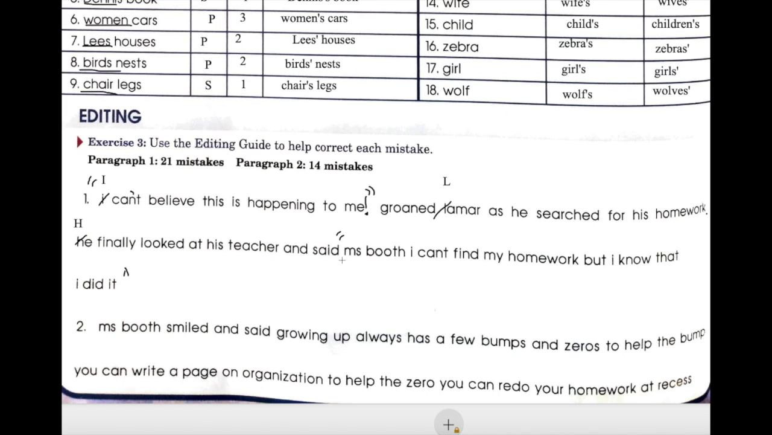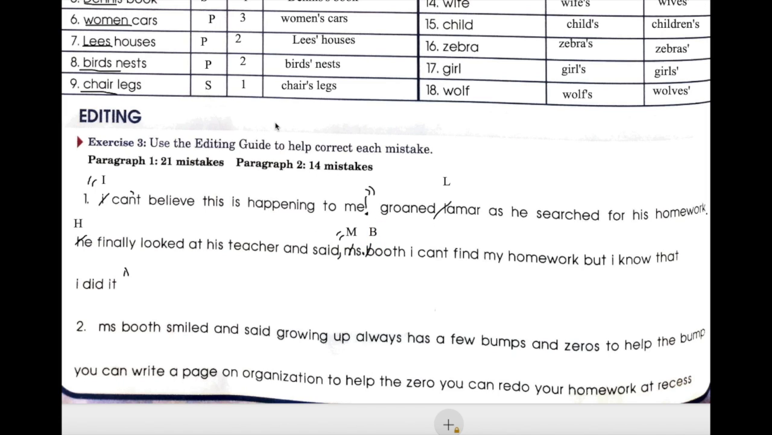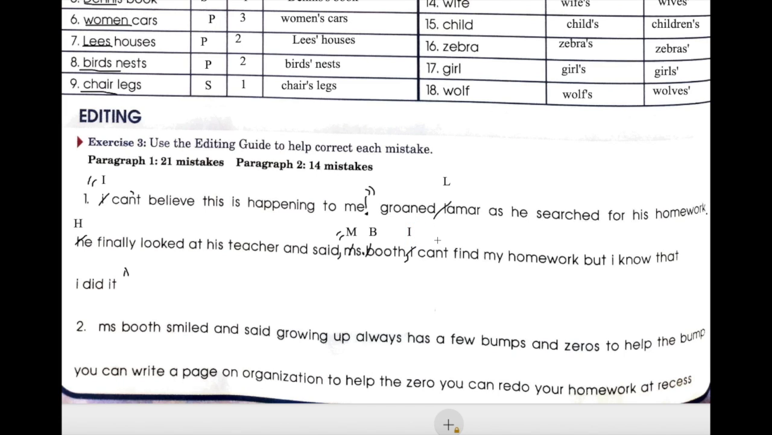He finally looked at his teacher and said, comma. So we have explanatory words at the beginning. Miss Booth, capitalize Miss Booth. Put a period between Miss Booth because it's a title. He's directly addressing Miss Booth. Whenever you see that, you have to put a comma after whoever is being directly addressed, whatever name is being directly addressed. I, capitalize I. Can't, put an apostrophe in that contraction. Can't find my homework. But I know that I did it.